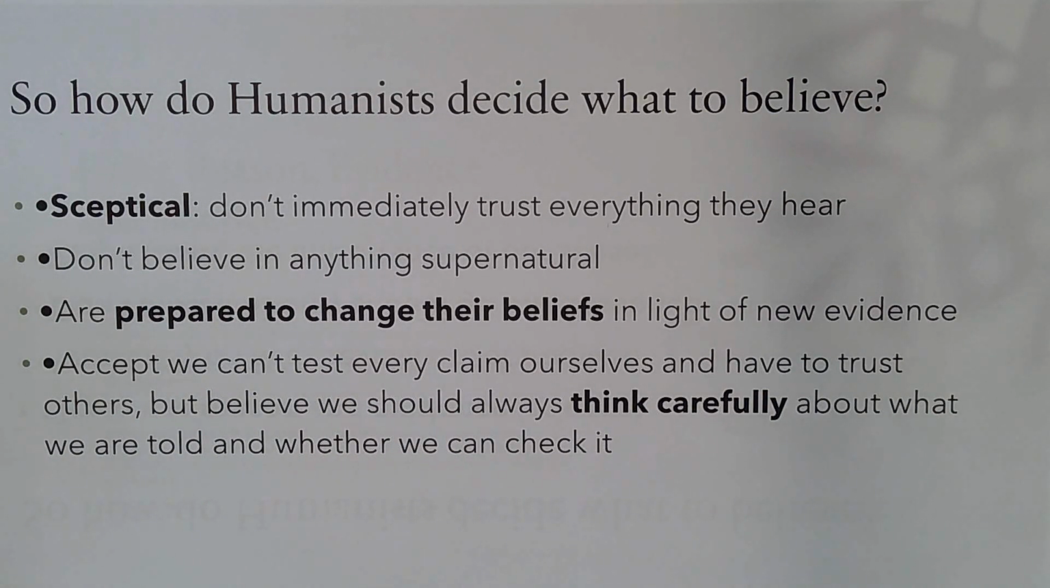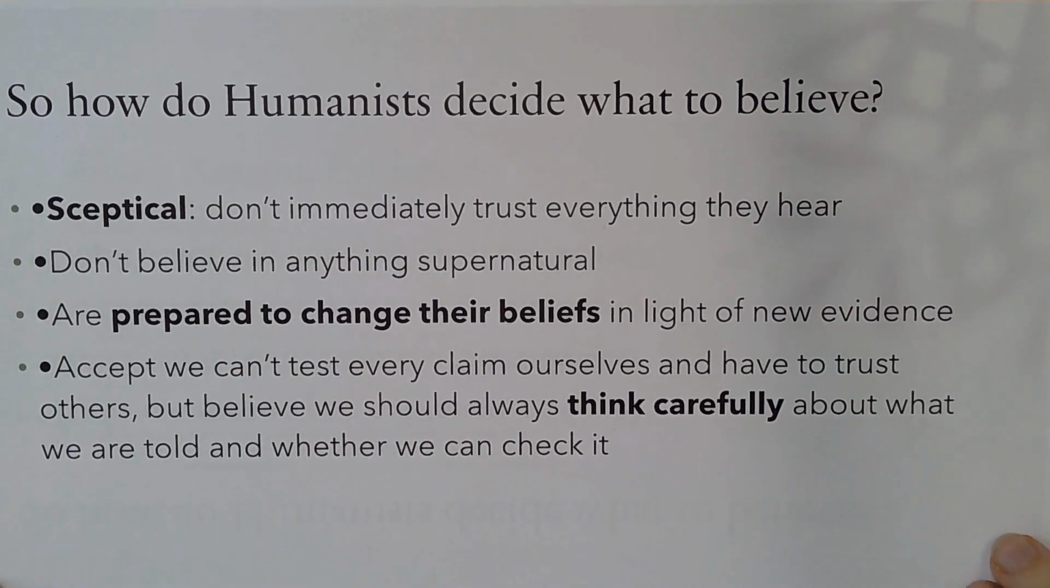So science is all based on evidence, and if they see new evidence, they will be prepared to change their belief system. They accept we can't test every single claim ourselves and have to trust others, but believe we should always think carefully about what we are told and whether we can check it. So humanists would acknowledge that we can't test absolutely everything, and that it is important to trust others, but that we do need to think carefully about what we are told, whether we can check it before we believe it as truth.